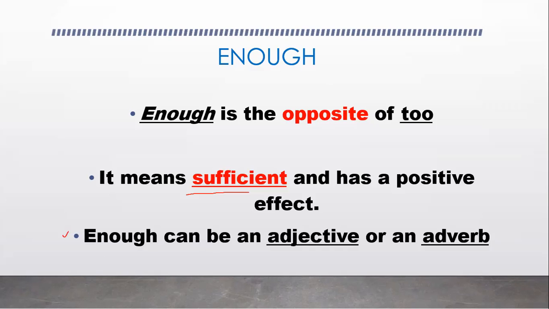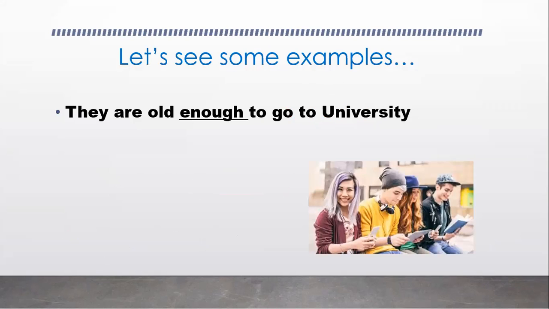Okay, let's see what's next. Let's see some examples. In this case, we are going to use a positive example because it's possible. They are old enough to go to university. So in other words, they are the correct age to go to university.